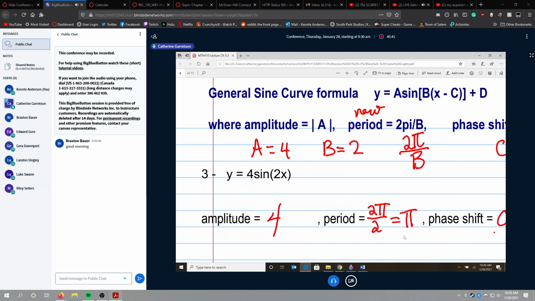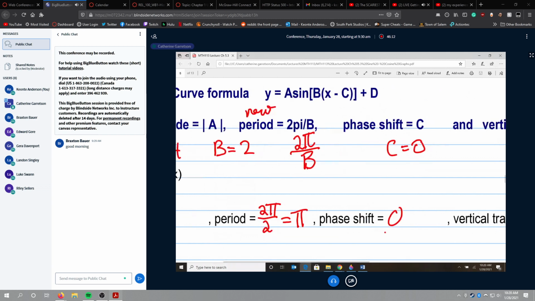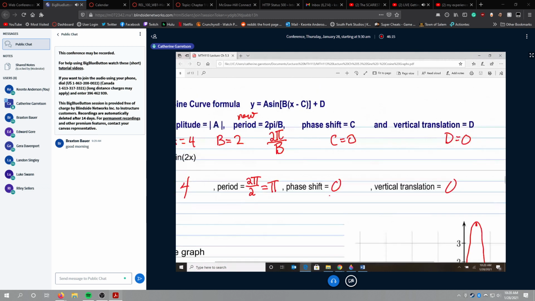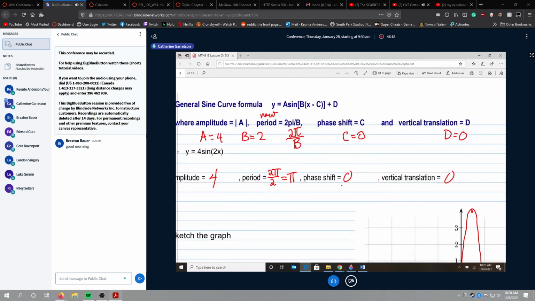Now let's think about what that means. Normally, the graph goes up and then down and back over a distance of 2 pi. But now I'm going to do the same thing, but only over a distance of pi. That's half of what it was. So it's going to cause those waves to come closer together. So we had no phase shift, no vertical translation, but we have a new different period and a new amplitude.